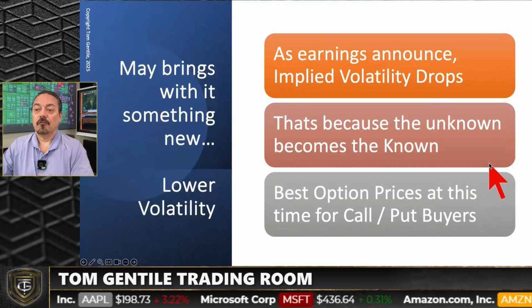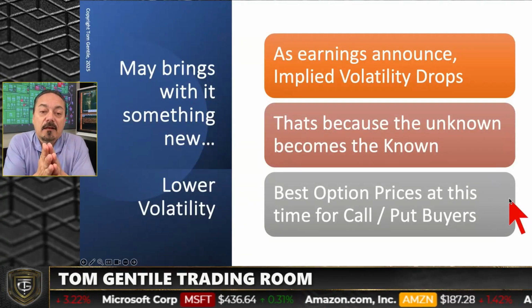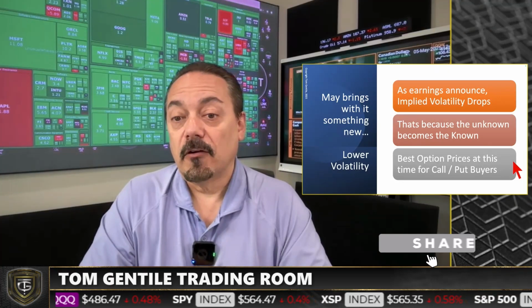Cheap options. So April showers bring May flowers, and May brings something new with it: lower volatility. As earnings announce, implied volatility across the board drops. That's because the unknown, which is the earnings report, becomes known. And because of that, sometimes the best time to buy options is after earnings, because those option prices become very cheap. Cheap for the call buyer who's bullish, and cheap for the put buyer who's bearish.